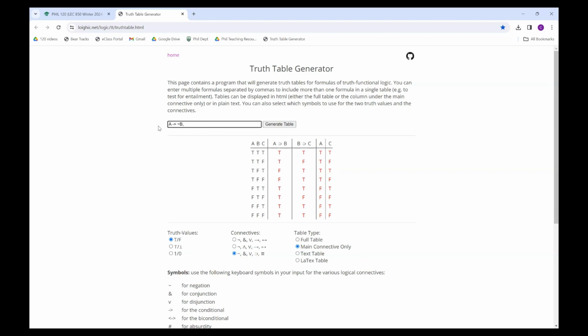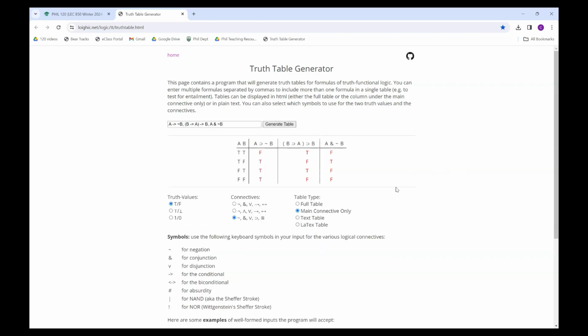If we look at another example, let's try this one. If A, then not B, B implies A implies B. This is going to be our set gamma, and then our sentence will be A and not B. Generate this table. Here, both the members of the set are true at this line, and the target sentence is false. So what that tells us is that this set does not entail the sentence, right? It's possible for both members of the set to be true and the target sentence to be false.